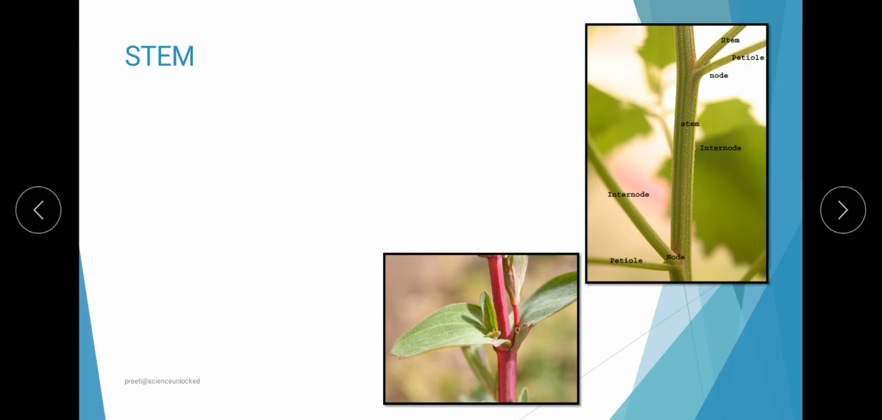Now over here we will find that the space between two consecutive nodes is considered the internode, and the point from where the node ultimately helps in the origin of another part of the plant, like stem, leaf or flower, will have a small structure called the petiole, which is the starting point of the whole structure.